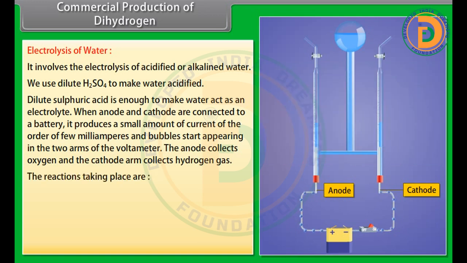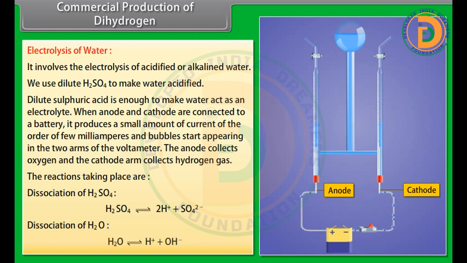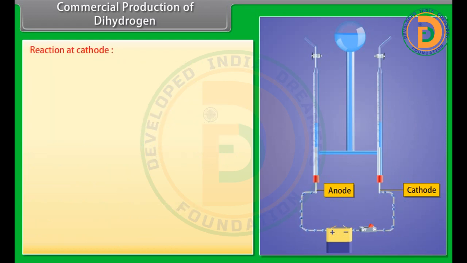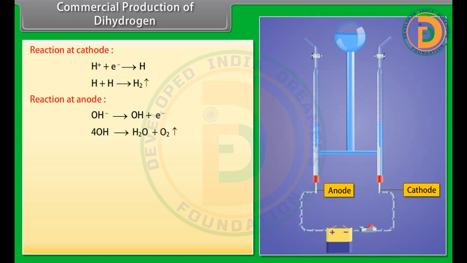The reactions taking place are: dissociation of H2SO4. H2SO4 gives 2H+ plus SO4 2-. Dissociation of H2O. H2O gives H+ plus OH-. Reaction at cathode. H+ plus electron gives H. H plus H gives H2. Reaction at anode. OH- gives OH plus electron. 4OH gives 2H2O plus O2. Overall reaction. 2H2O gives 2H2 plus O2.